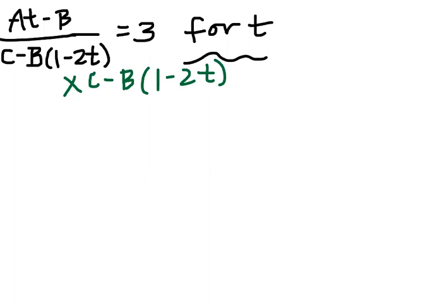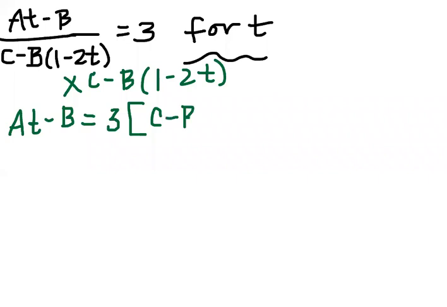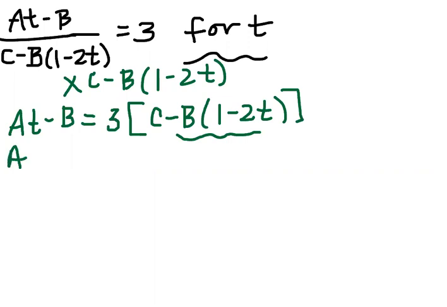And what we end up with on the left-hand side is just the at minus the b. And on the right-hand side, that 3 that was already there gets multiplied by that entire quantity, so use brackets, of c minus b times 1 minus 2t quantity altogether. So this looks a lot like number 11 that was also in this section, in that we're going to have to start in the innermost and try to combine what we can. So I'm not really going to touch the left, at minus b.